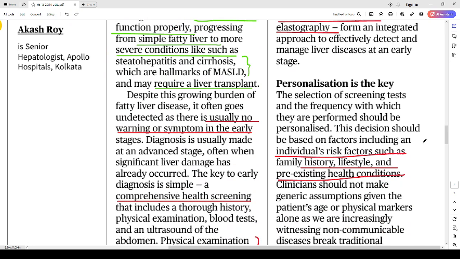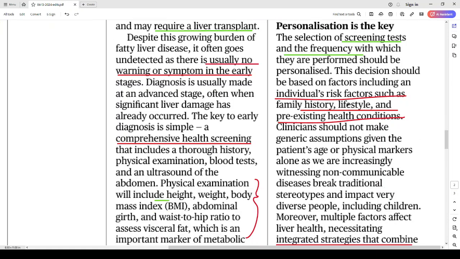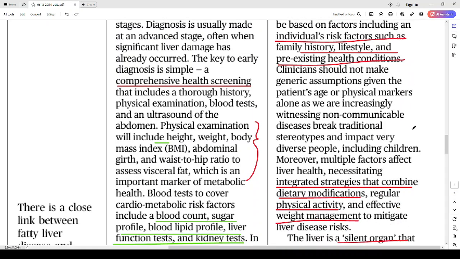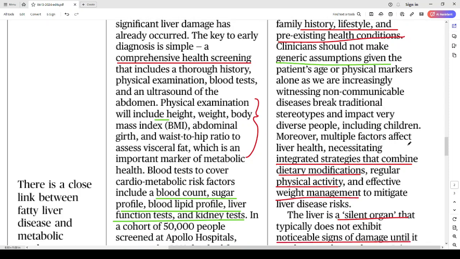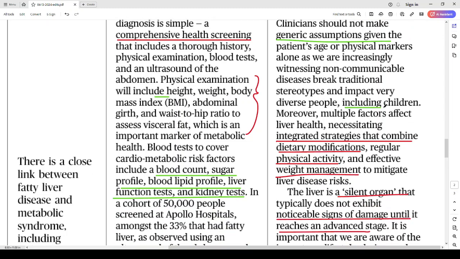What you should do to avoid this fatty liver disease is mentioned here. Do the screening test frequently, based on your individual profile. The decision depends on the individual's risk factors, family history, lifestyle, and pre-existing health conditions, right? There are no generic assumptions you should make. This varies from person to person, including children as well.